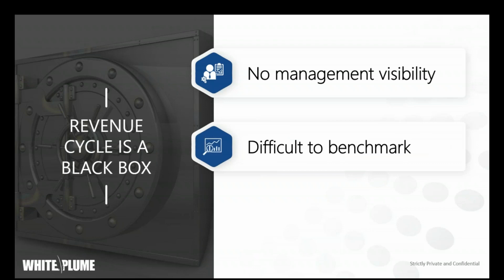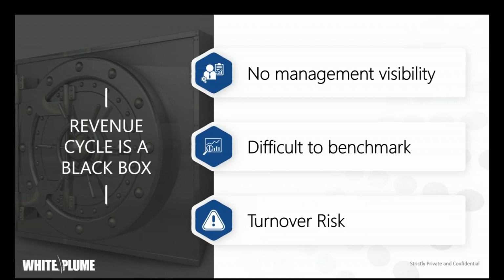And that means that it's really difficult to benchmark. How are we doing compared to our peers? Maybe we look at traditional metrics like denial rate or accounts receivable days, but really looking at the work product of billers and coders, that can be a difficult thing for them to do. So what we try to do is give you a bit more visibility and data into that process so that you can understand what the people are doing, what the process looks like, and so that you can make sure you institutionalize that so that you don't have a lot of turnover risk, right?